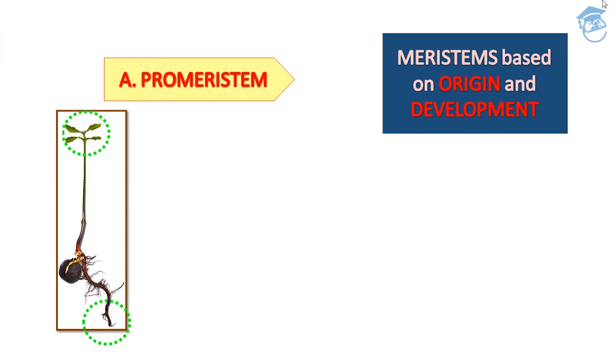My topic for the presentation is the second section of the chapter Anatomy of Flowering Plants. In this section of the video, we will discuss the meristem based on origin and development, and the meristem based on their function. So, meristem based on origin and development, the first classification is Promeristem.